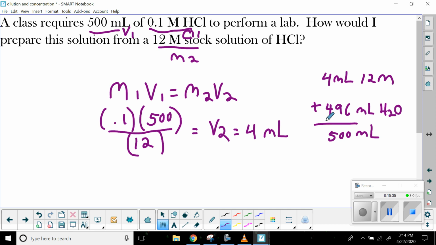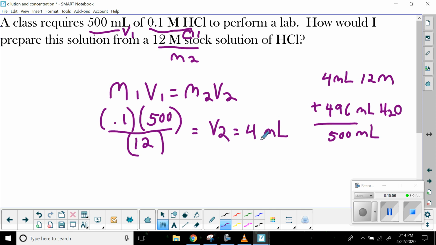So whatever volume I am adding to the water in order to make it dilute, I have to subtract that from the total volume that I have here, so that my total volume is going to be my required amount of 500. That will ensure that my concentration is correct.